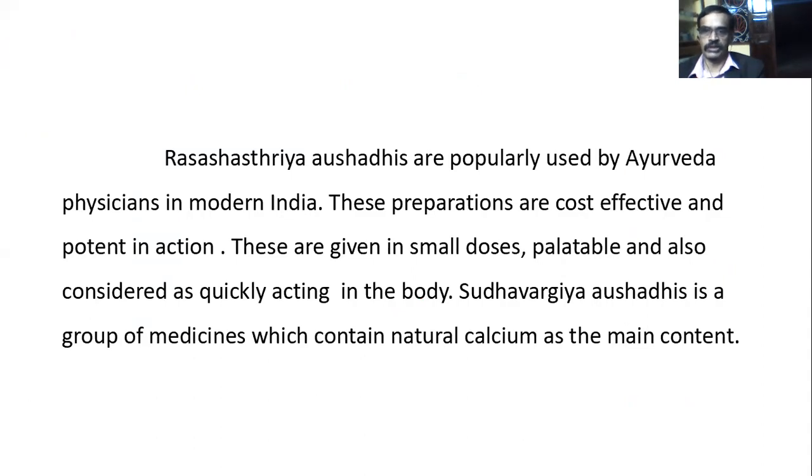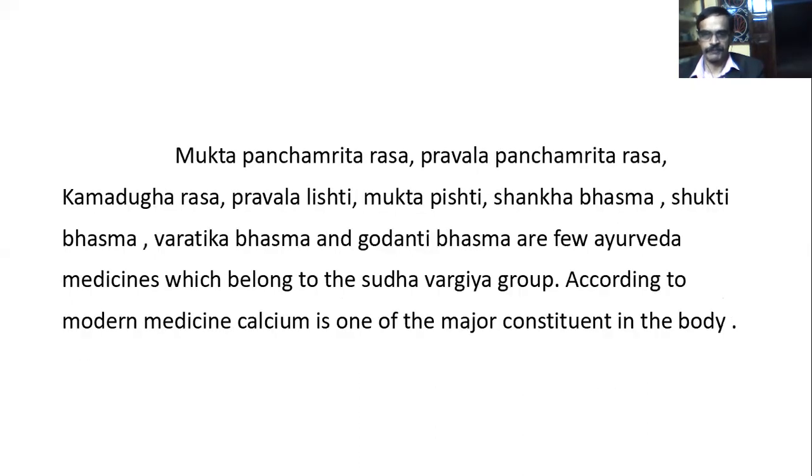Rasa Shastriya Aushadhis are popularly used by Ayurveda physicians in modern India. These formulations are cost-effective and potent in action. These are given in small doses, palatable, and also considered as quickly acting in the body. Sudha Vargiya Aushadhi is a group of medicines which contain natural calcium as the main ingredient. Mukta Panchamrita Rasa, Pravala Panchamrita Rasa, Kamaduga Rasa, Pravala Pishti, Mukta Pishti, Shankha Bhasma, Shukti Bhasma, Varatika Bhasma, and Godanti Bhasma are a few Ayurveda medicines which belong to the Sudha Vargiya group.